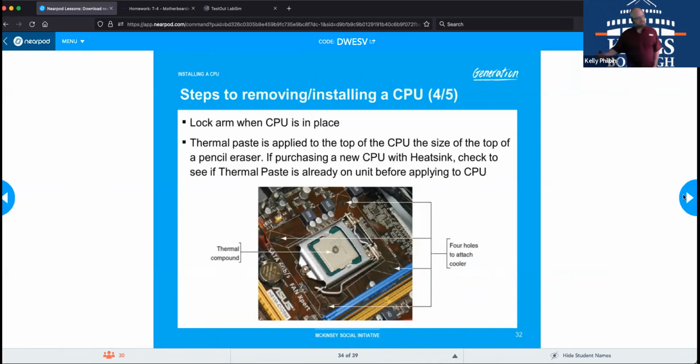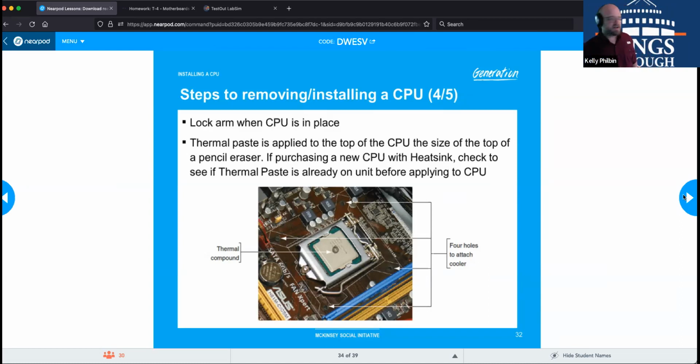Once the CPU is in place, close the cage, push the locking arm down in place. Then you would apply the thermal paste to the top of the CPU, about the size of a pencil eraser. If you're purchasing a new CPU with a heatsink, check to see if the thermal paste is already on the unit, because many of the heat sinks will already have the thermal paste applied. It'll be like a little plastic piece you pull off and it's already there for you. That is a really, really nice feature.